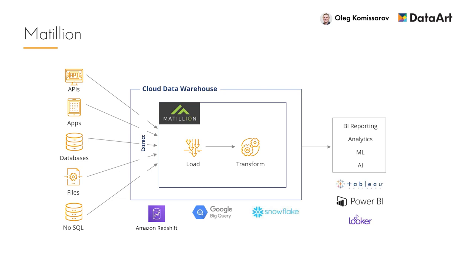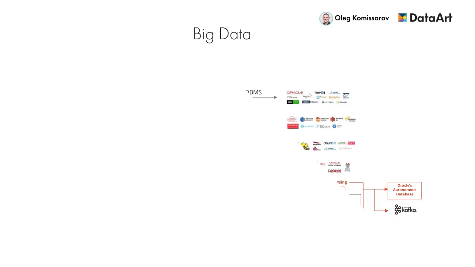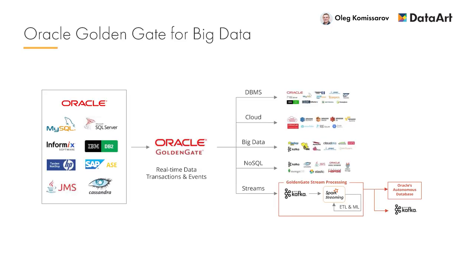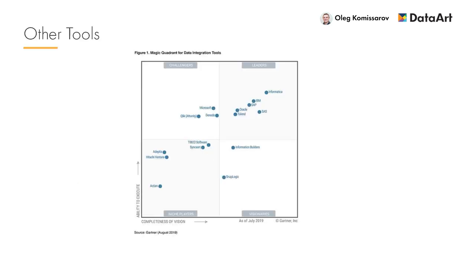Matillion is another good tool with very sophisticated and flexible ETL capabilities. Oracle GoldenGate is a popular and traditional tool for CDC and data movement. Fivetran, and I recommend taking a look at other tools.